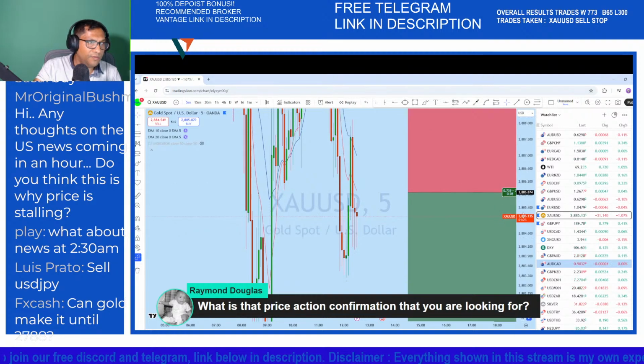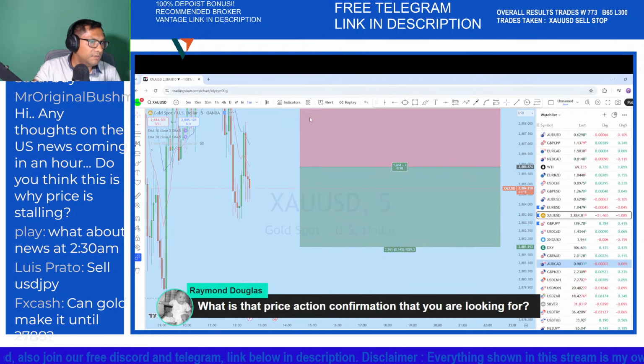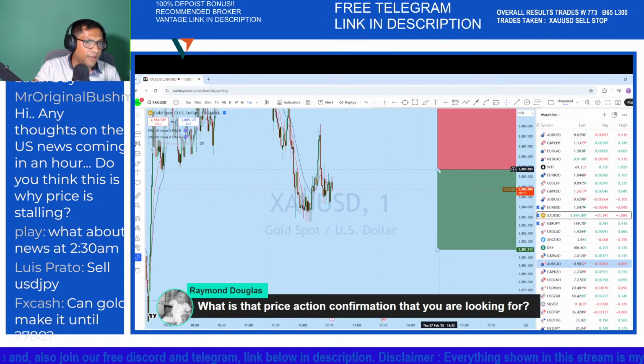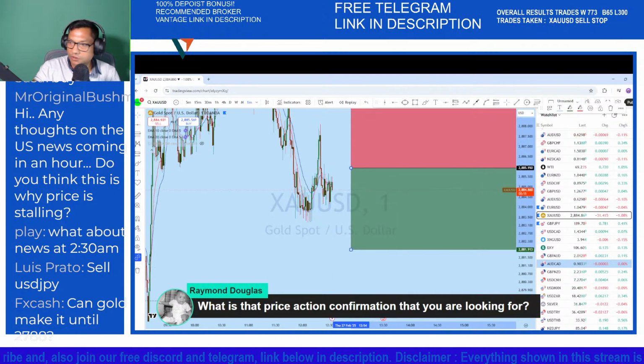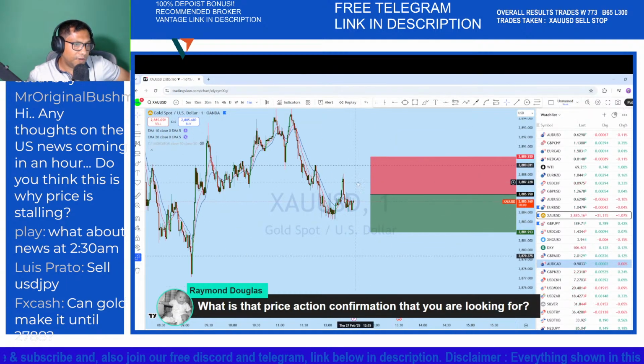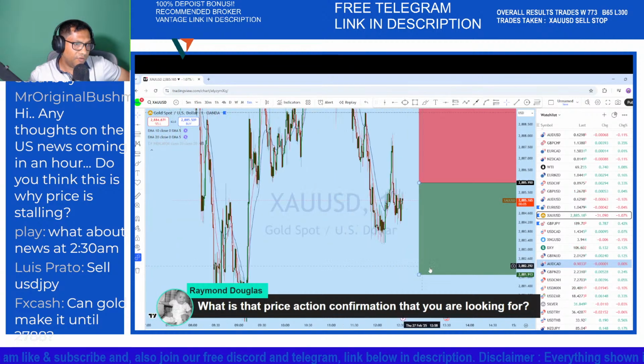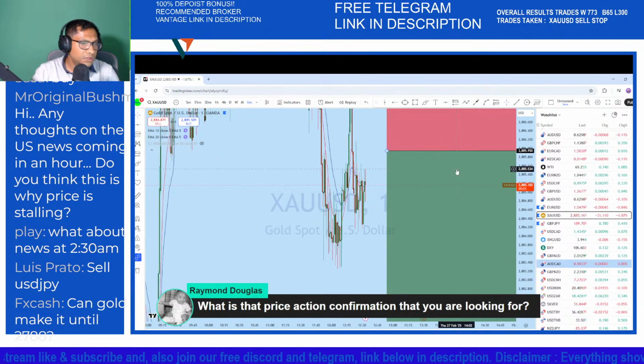So if you look at the 5 minutes here, this is the 5-minute chart, I want to see that it's potentially having a stronger reaction towards the downside here. That's the main goal, so that we have enough move for this price to come down.